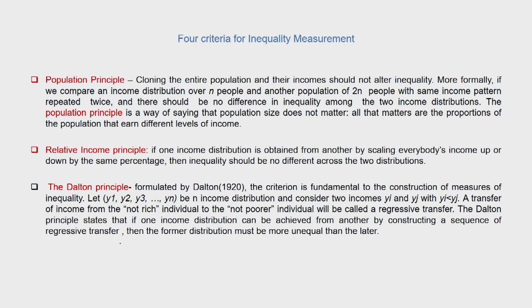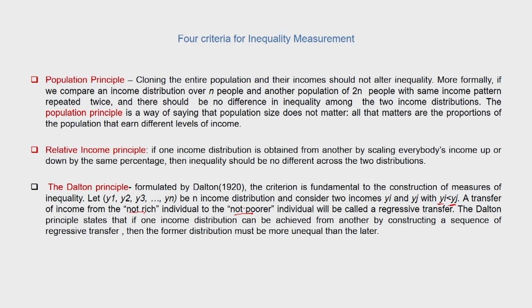So it says that let there be y1, y2, y3, yn. Let these be the income distribution, and let us consider two incomes, yi and yj, where yi is less than yj, and let us say that a transfer of income takes place from the not rich individual to the not poorer individual, and then this will be called a regressive transfer. So here the not rich individual earning income is yi, and the not poorer is yj.